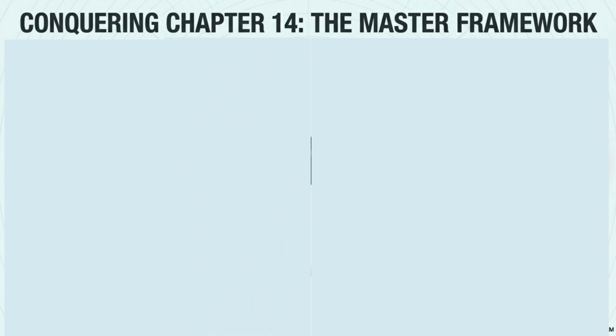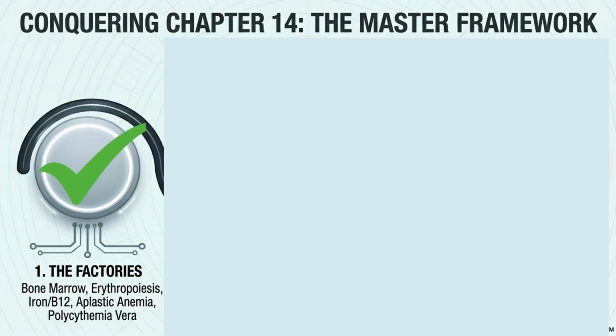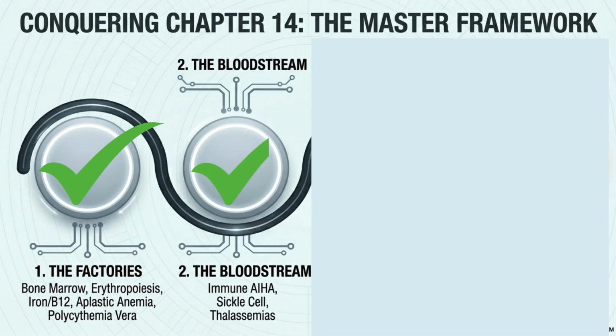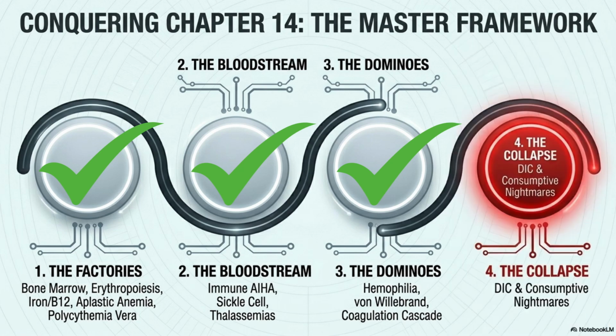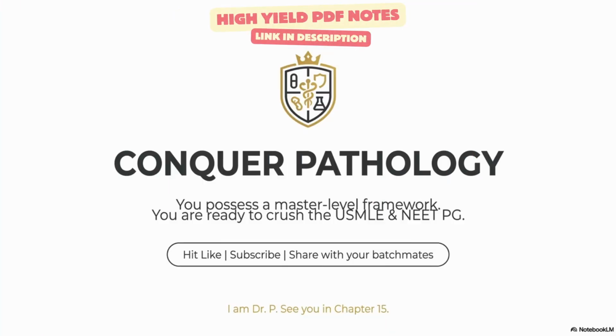Before we finish, let's review our master framework for conquering Chapter 14. Part 1 was the factories: bone marrow, erythropoiesis, iron and B12, aplastic anemia, and polycythemia vera. Part 2 was the bloodstream: immune AIHA, sickle cell, and thalassemias. Part 3 was the dominoes: hemophilia, von Willebrand disease, and the coagulation cascade. And finally, part 4 was the collapse, the DIC, and our consumptive nightmares. You now possess a master level framework for hematopathology, and you are ready to crush the USMLE and NEETPG.